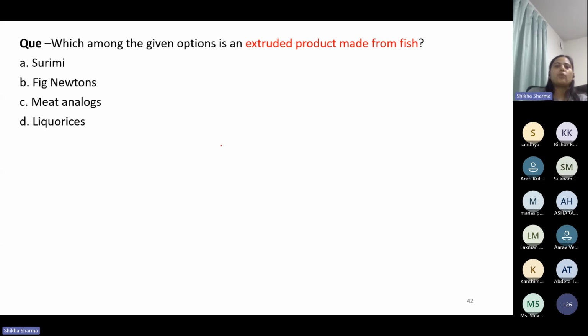So now let's talk about extruded products which are made from fish. Which is the extruded product made from fish?